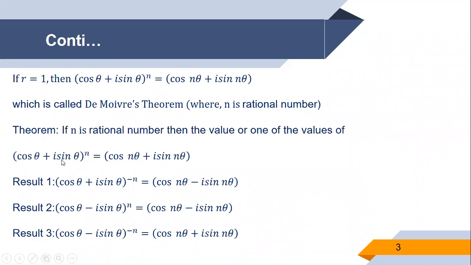Result 1: cos theta plus i sin theta raised to minus n, where minus n replaces n, gives cos n theta minus i sin n theta. Because here we use minus n, cos minus n theta is cos n theta, but sin minus n theta is minus i sin n theta. Here it is raised to n, so n theta. If minus n, cos minus n theta is cos n theta, and sin minus n theta, minus times minus, is plus, so plus i sin n theta.